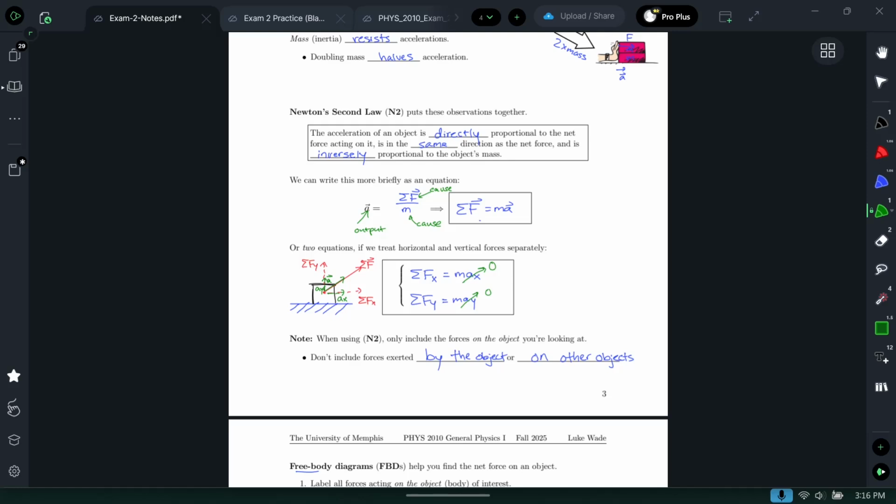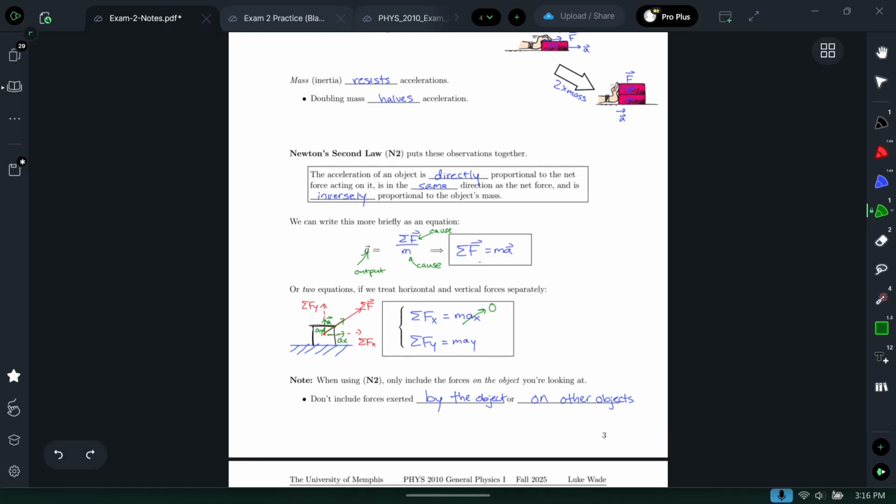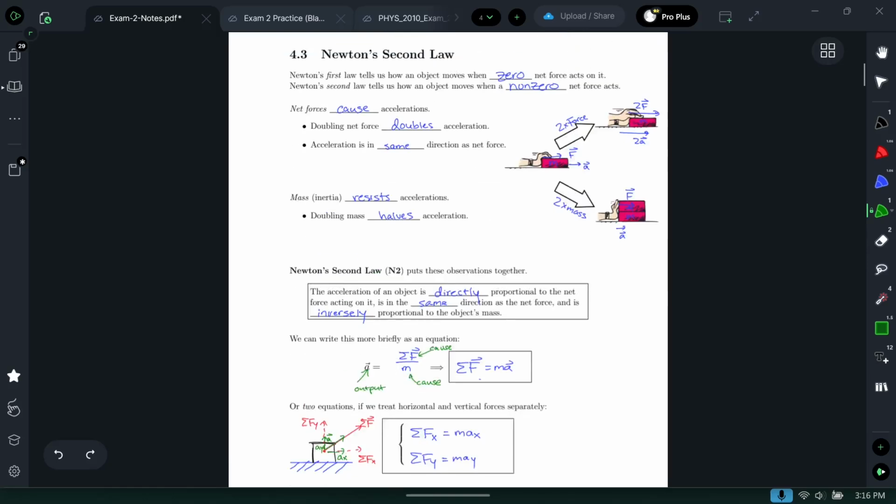That doesn't mean you can always say this is 0. Otherwise, why wouldn't we just always say equals 0? It's only when the thing is not accelerating. If it is speeding up, slowing down, or changing direction, we're not allowed to do that. We do have to say MA and either find A or use the given value of A to find something else. Okay, so that's how the first law is useful in problem solving.